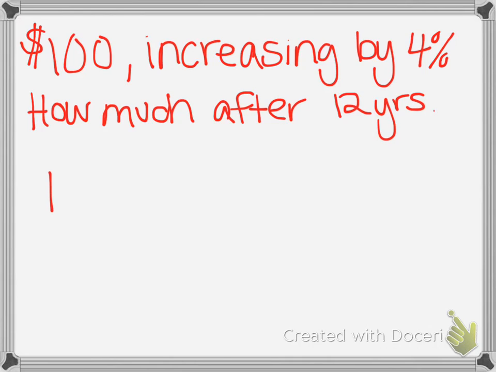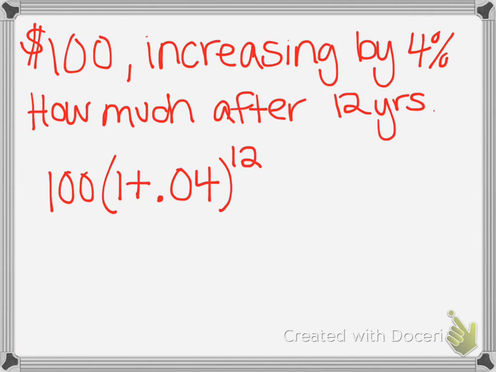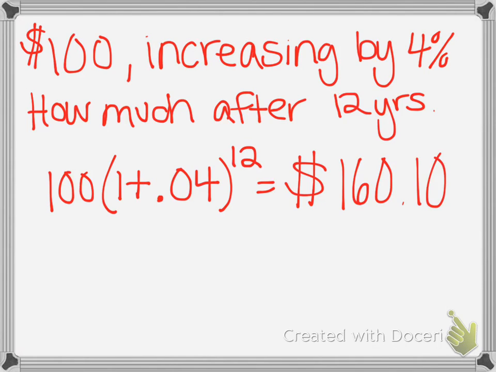So my initial value is 100. I know it's growth because it says increasing. I take 4%, make it a decimal, and then it's to the 12th. When I plug this in my calculator, just like that, I get $160.10. And this makes sense because it's more than what we started with, and it's an increasing, it's a growth problem.